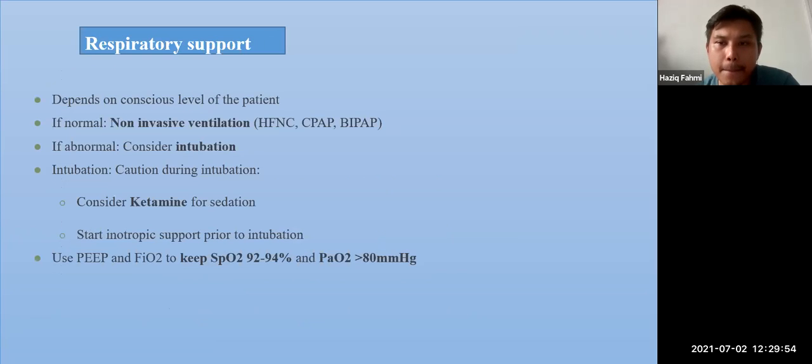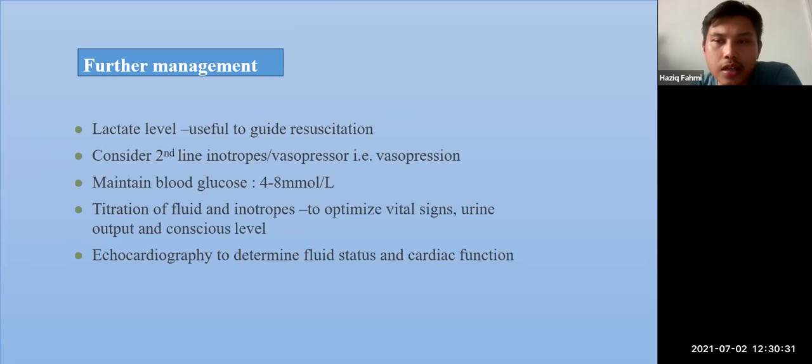Next. So for respiratory support, it depends on the conscious level of patient. If the patient is normal, so we may offer non-invasive ventilation such as high flow nasal cannula, CPAP or BiPAP. If abnormal, consider intubation. Be cautious during intubation, we need to consider using ketamine for sedation, as other sedative drugs may result in crash of BP. And then start inotrope support prior to intubation. And then keep the SpO2 of 92 to 94% and PaO2 of more than 80 millimeter mercury. Next. So next, further management.